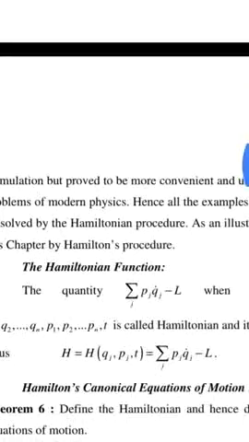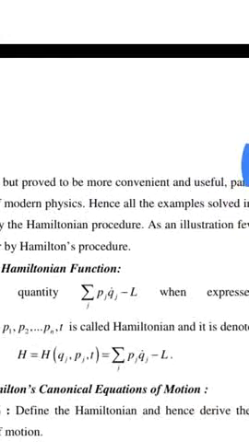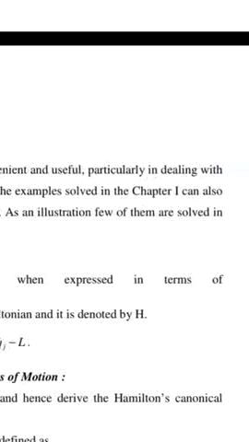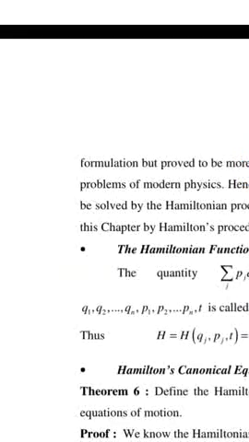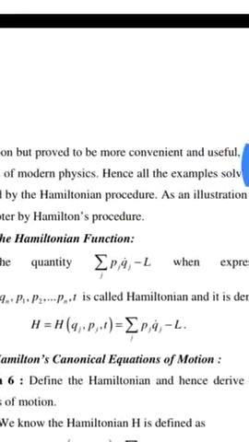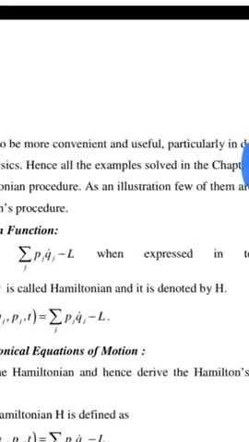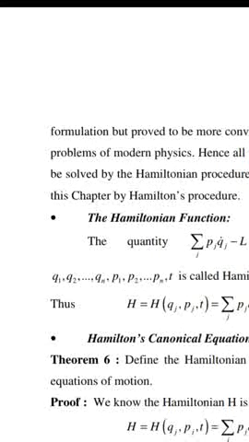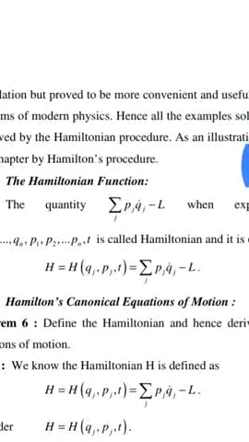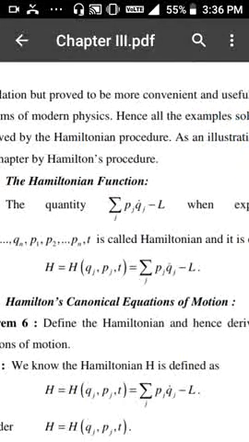Hamilton function: the quantity summation of pj qj dot minus L, when expressed in terms of q1, q2, ..., qn, p1, p2, ..., pn, t is called the Hamiltonian and it is denoted by H. H is equal to H of (qj, pj, t), which is equal to summation of pj qj dot minus L.